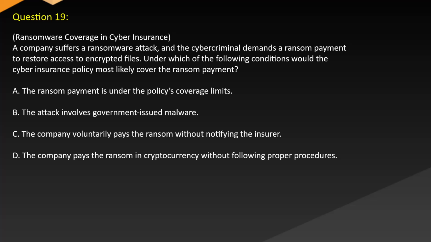Question 19. Ransomware coverage in cyber insurance. A company suffers a ransomware attack and the cybercriminal demands a ransom payment to restore access to encrypted files. Under which of the following conditions would the cyber insurance policy most likely cover the ransom payment? A. The ransom payment is under the policy's coverage limits. B. The attack involves government-issued malware. C. The company voluntarily pays the ransom without notifying the insurer. D. The company pays the ransom in cryptocurrency without following proper procedures.